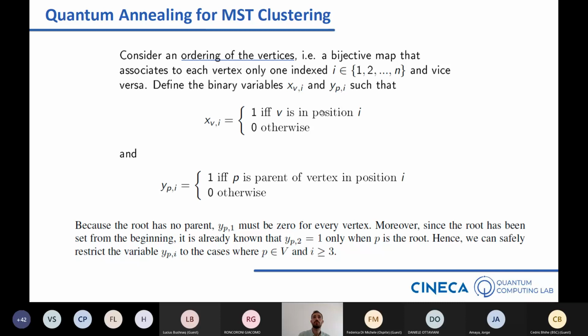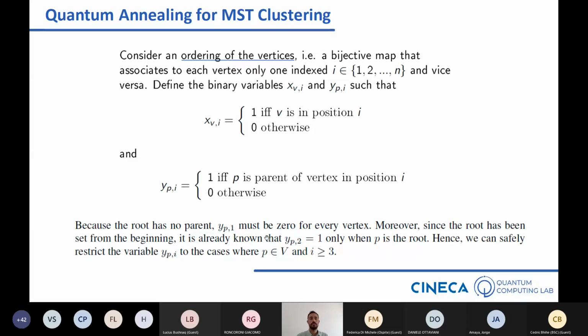And I also introduce this other variable, y_pi, that is 1 if the vertex p is the parent of the vertex in position i. So when you have a tree, you have, of course, parents and children. It starts from the root, which is the parent of the first generation, and so on. It's like a family tree.